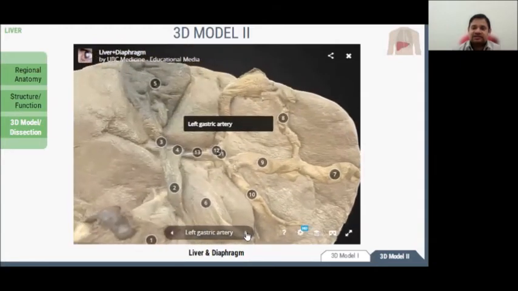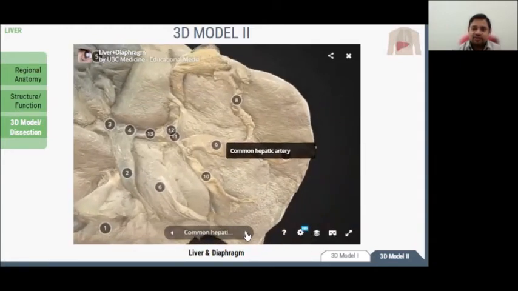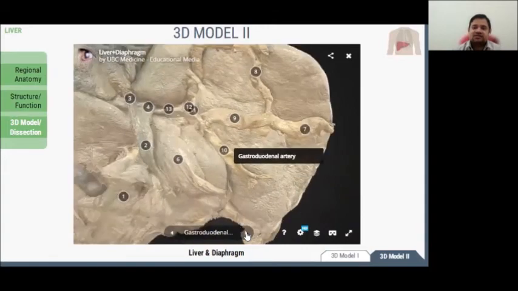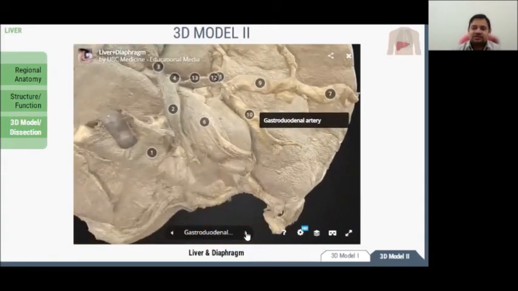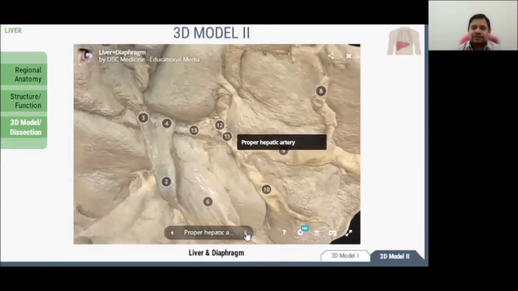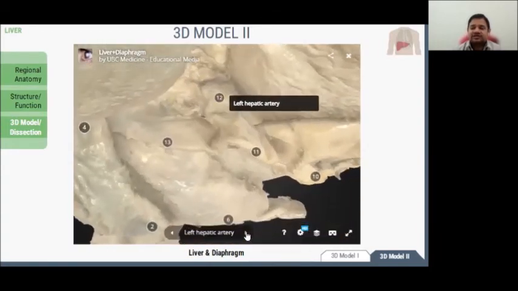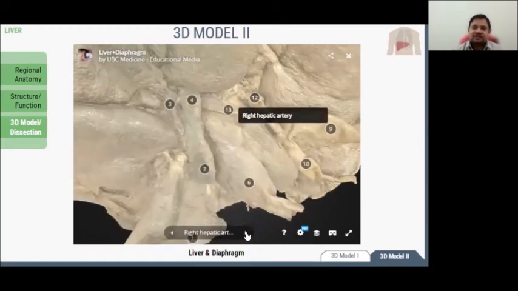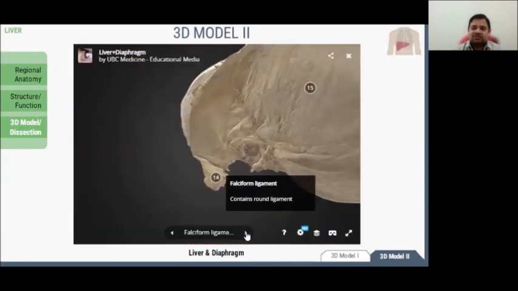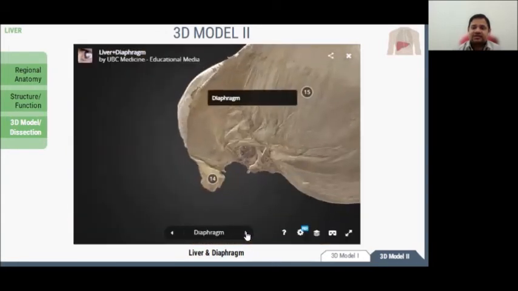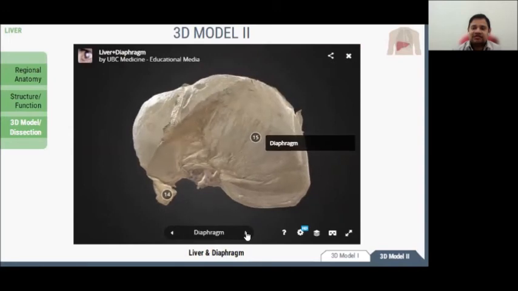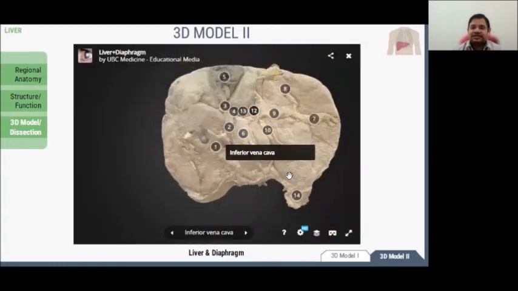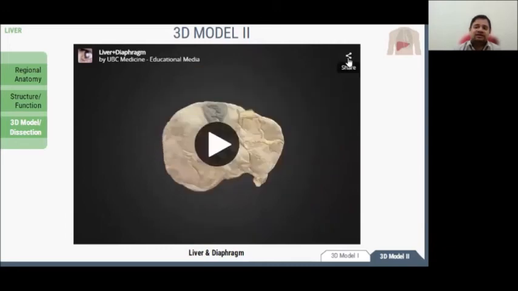Then the left gastric artery. Common hepatic artery, number 9. Number 10 is the gastroduodenal artery. 11 is the proper hepatic artery. 12 is the left hepatic artery. 13 is the right hepatic artery. 14 is the falciform ligament, which also contains the round ligament. Then you can see the diaphragm, which is on the superior surface. So this is the second view of the liver.